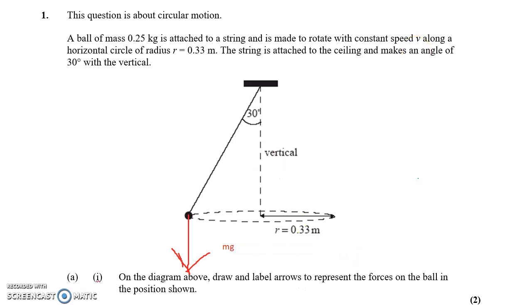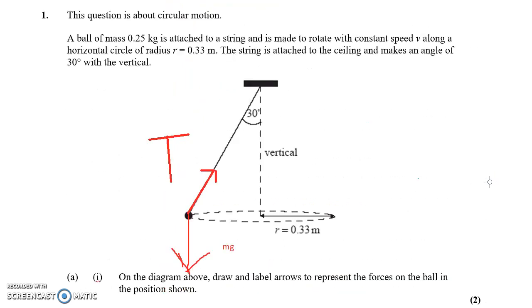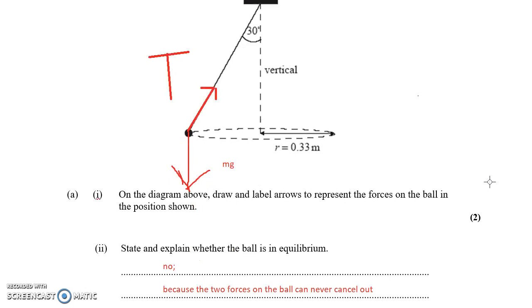The second force is going to be the tension force in the string. The string is going to be applying a force as well. There's a nice arrow there, and we need to label that with T, probably for tension, or write tension, or indicate that it's tension in some other way. You need to name it to get the mark. And that's those two.